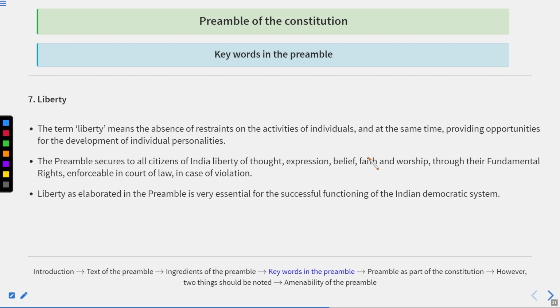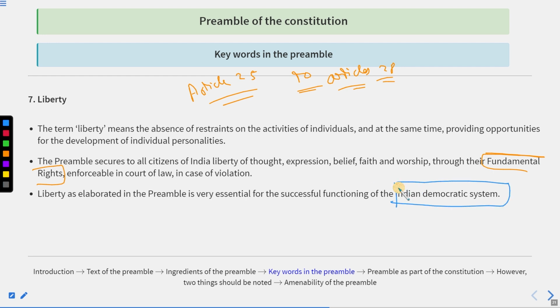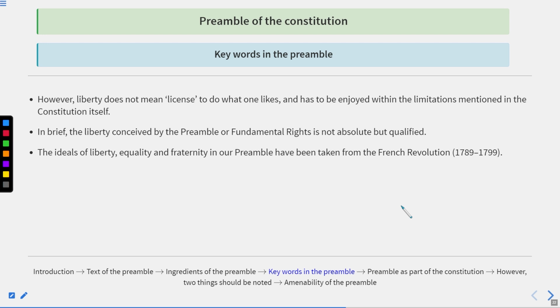Whatever they want to do, they can, through fundamental rights enforceable in law, in a court of law in case of violation. So basically this liberty is powered by fundamental rights mentioned in Article 25 to Article 28. Liberty as elaborated in the preamble is very essential for the successful functioning of the Indian democratic state. Why? Because we said that India is a free country and the people of India are free in their respective areas. So if liberty is not there, then what do you mean by free?